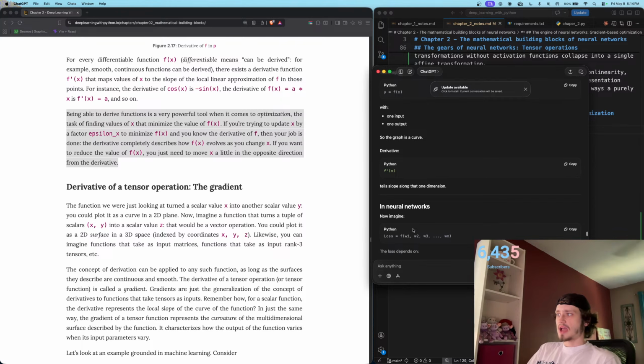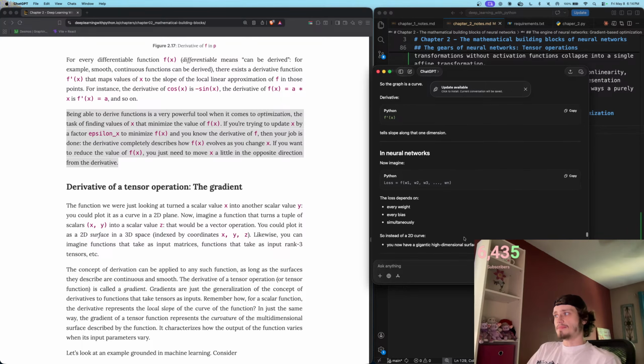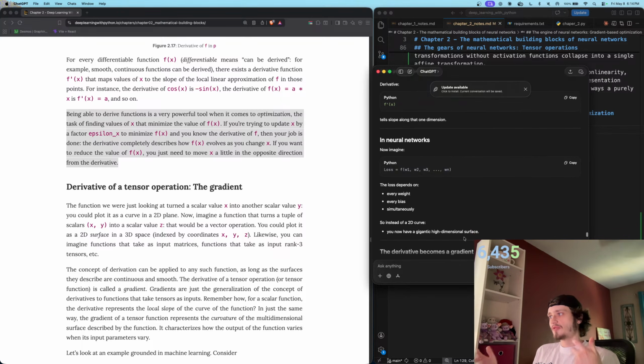In neural networks, now imagine loss equals a function with all of these individual weights in them, up to some weight n. Every weight, every bias simultaneously is dependent on the loss. The loss depends on these.